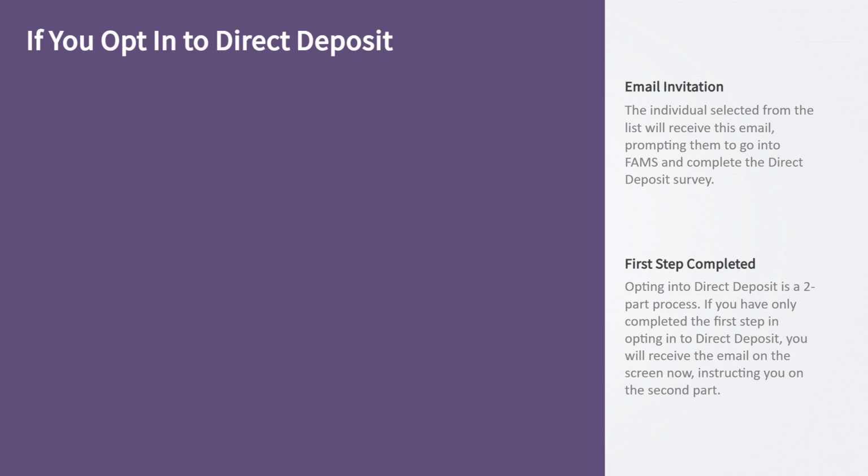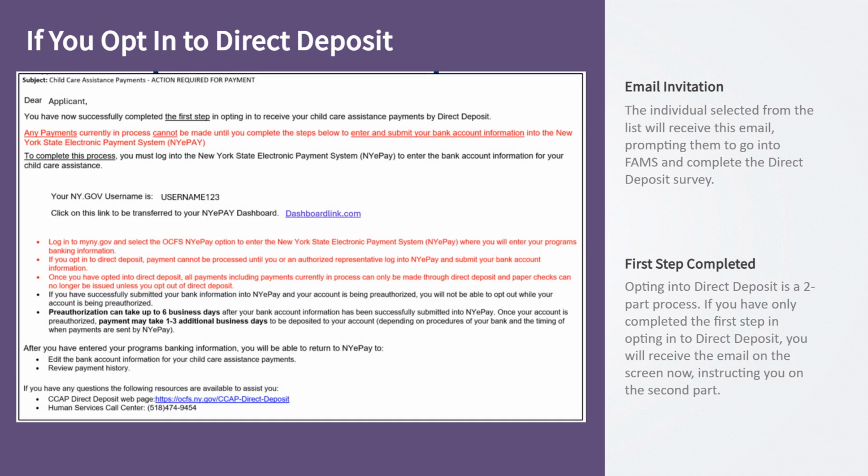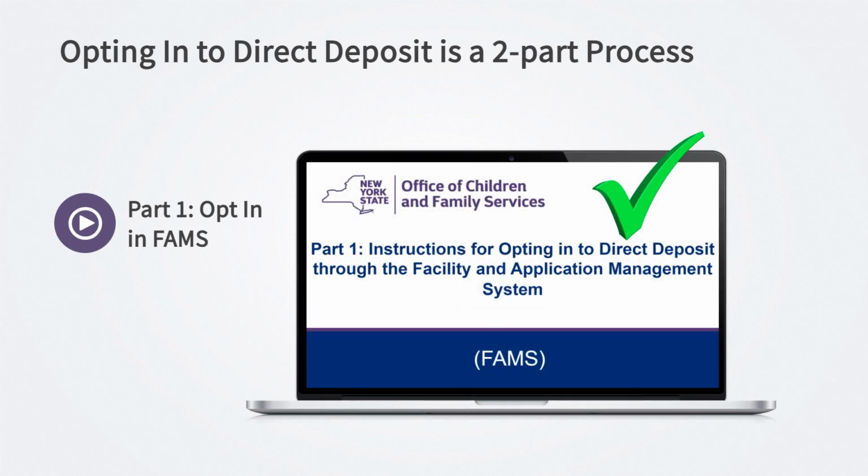If you have only completed the first step in opting in to direct deposit, you will receive the email on the screen now, instructing you on the second part. To complete the process of changing your child care assistance payments to direct deposit, after you have opted in through FAMS, you must enter your direct deposit banking information in NYE Pay.